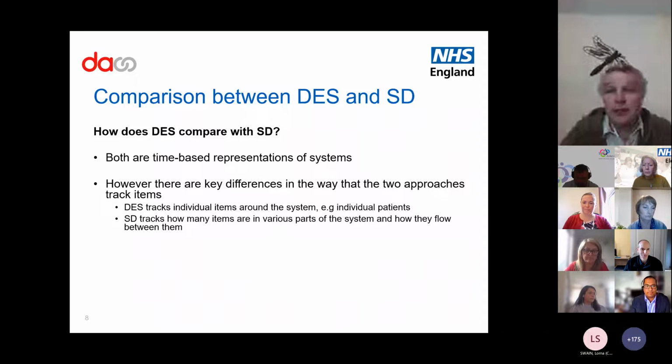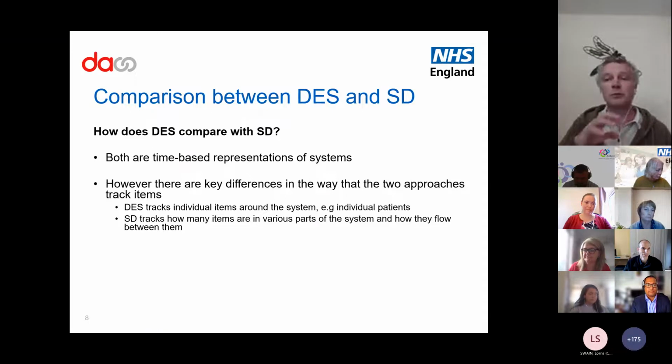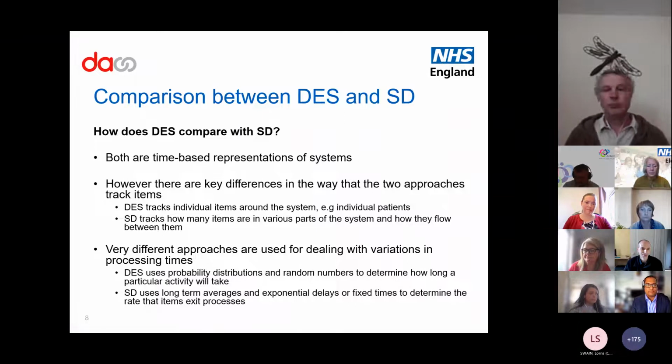There are a couple of really key differences, especially with respect to urgent care. First of all, discrete event simulation is tracking individual items in the system. So in this case, it would be individual patients, whereas system dynamics is representing the aggregate flows. So it looks at the total number of patients at a point in time and how they flow between the system. In a system dynamics model, you can segment those aggregate quantities, but you're not dealing with individuals. And this becomes important if you've got a problem which is specifically about tracking patients through a system.